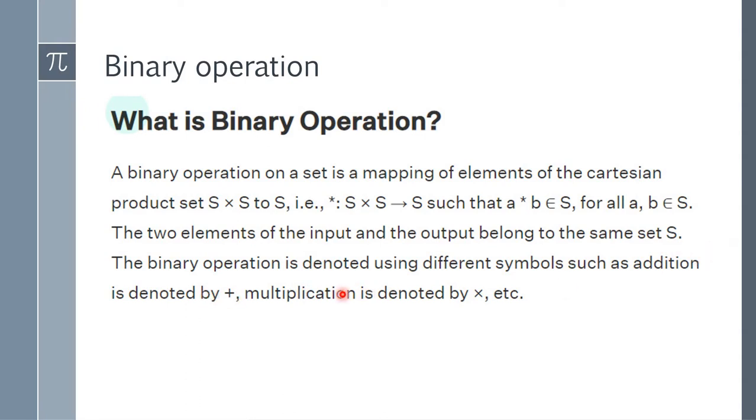So, the binary operation is denoted using different symbols such as addition is denoted by plus, multiplication is denoted by x. So we still use the same symbols for our operations.